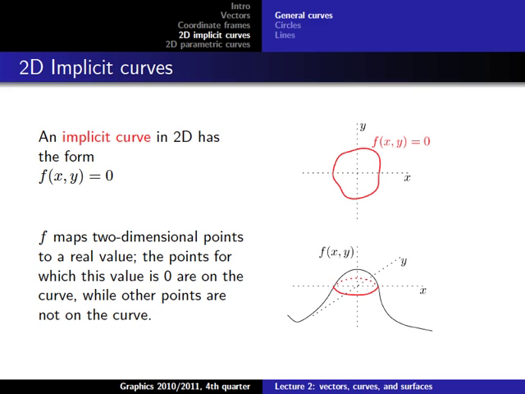So let's start with the implicit representation. Let's start with a very general case of an implicit curve. So a curve is, intuitively said, basically just a line that is drawn without lifting the pen. And you can think of it, for example, in this case, as a closed line. So you have this shape here.